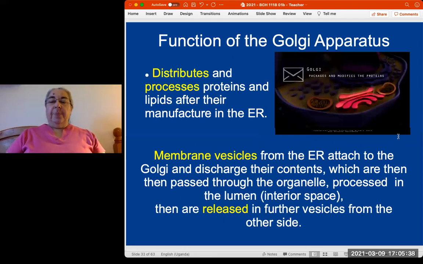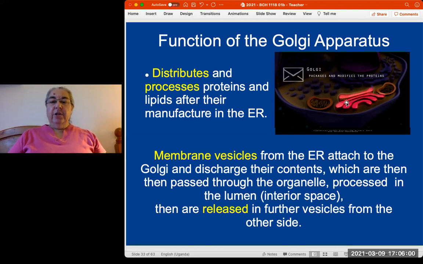So Golgi apparatus. This is shown here in the diagram, and if you remember in the video it was described as being something like the post office because it packages and distributes the proteins and other molecules.